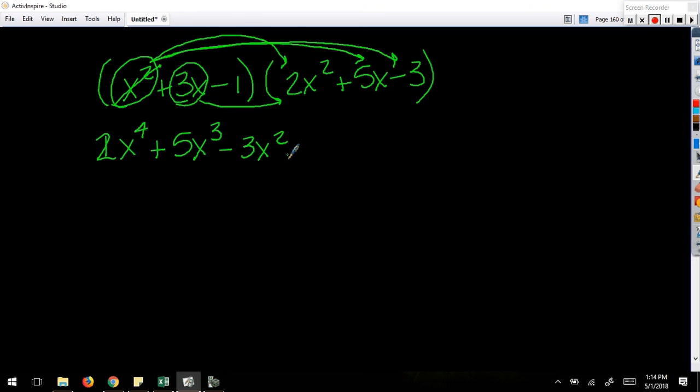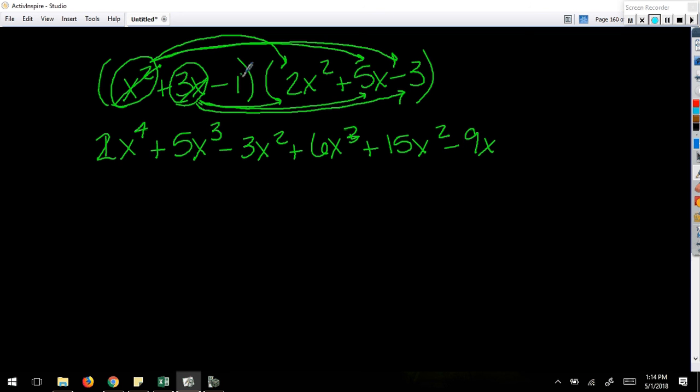3x times 2x squared is 6x squared. 6x cubed, I apologize. 3x times 5x is 15x squared. You can see these get long the more terms you have. And 3x times negative 3 is negative 9x. Done with that one. One more to go. We're going to race to the finish here. Negative 1 times 2x squared is negative 2x squared. Negative 1 times 5x is negative 5x. And negative 1 times negative 3 is 3.